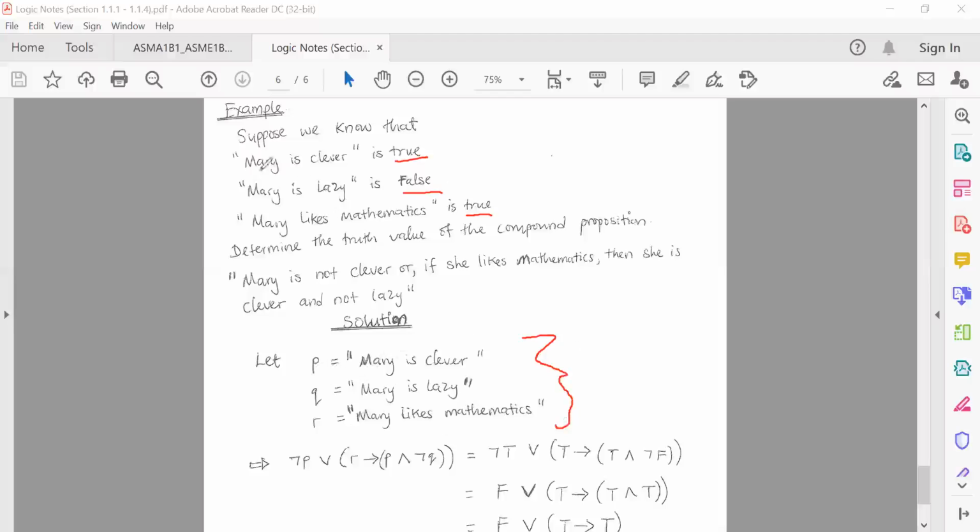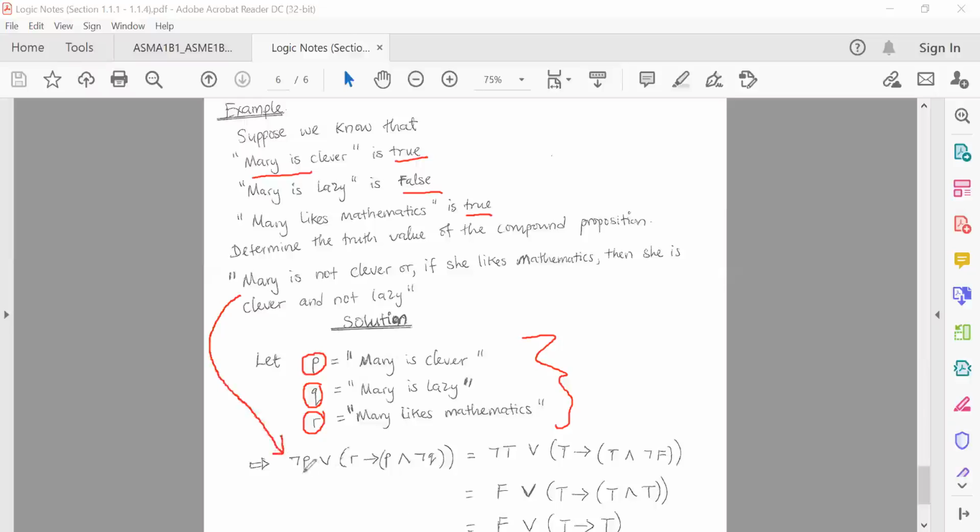The first one, Mary is clever. Just let Mary is clever be the statement P. So let P stand for the statement Mary is clever. Mary is lazy, you can say that is Q. Mary likes mathematics, you can say R. Now I want to write this statement using logical connectives. Remember, the use of logical connectives is to connect those propositions or those sentences.